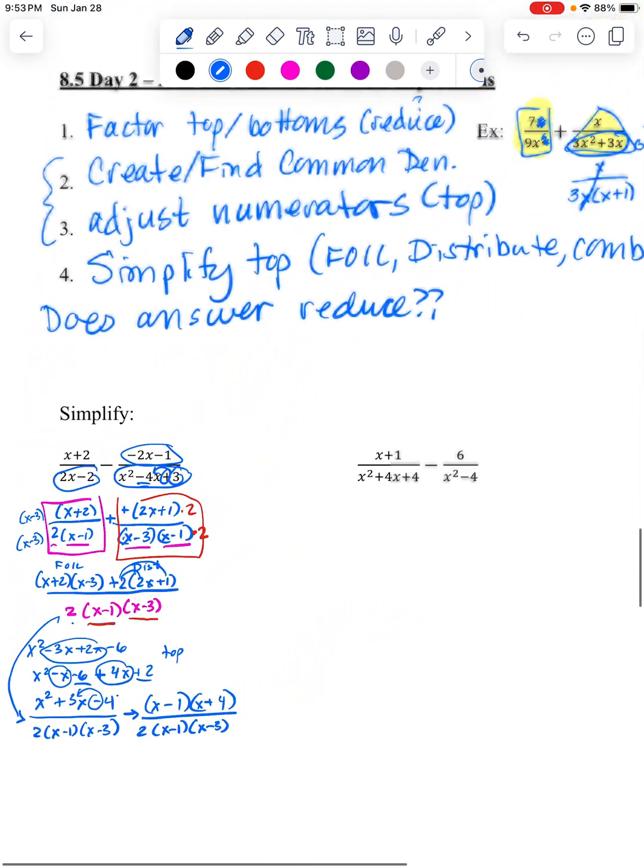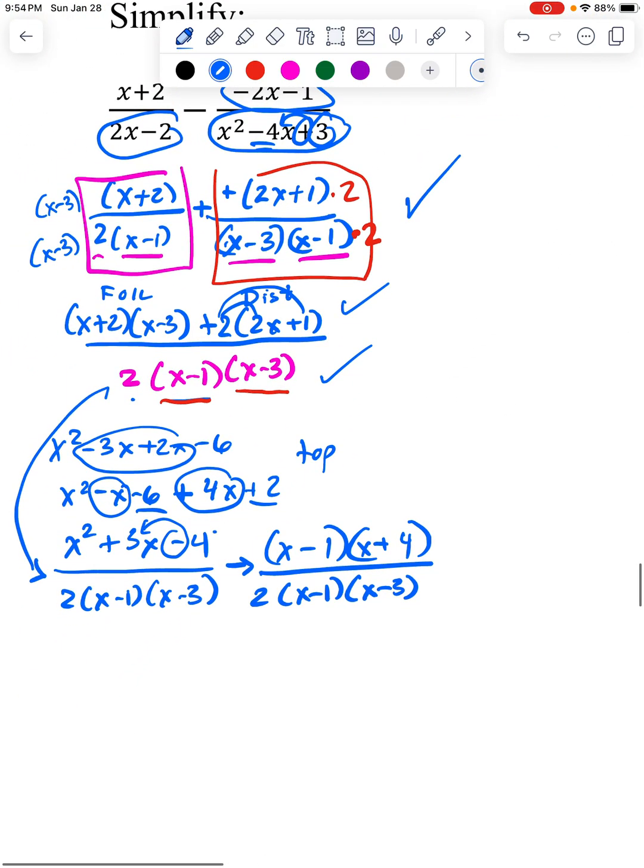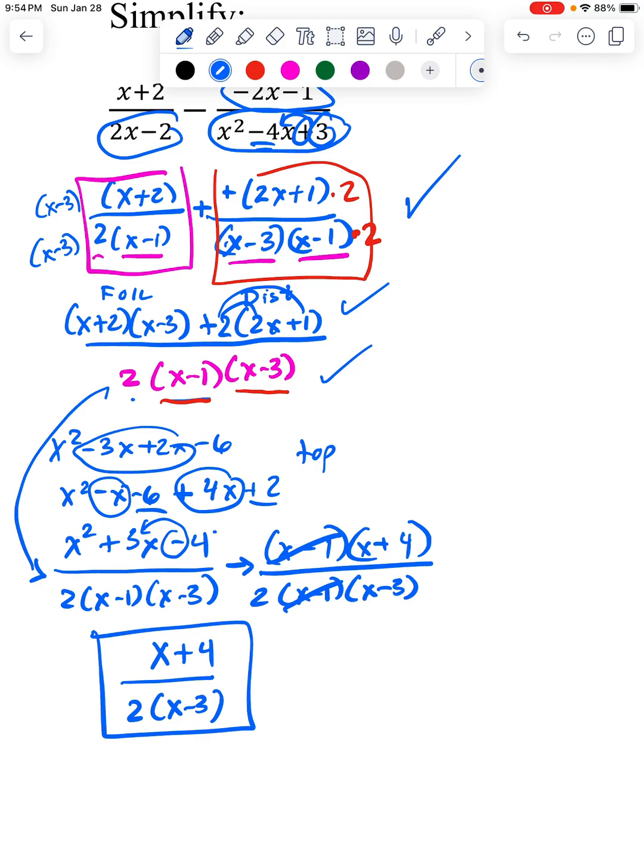Let's shrink this down. So I had to factor the tops and bottoms right here. I had to create a common denominator right here and adjust my numerators right there. Then I had to simplify by FOILing, which I had to do, distribute, which I had to do, and then combining. And then right now I'm checking to see if my answer reduces by factoring the top again and seeing that they share an x minus 1. So when this massive problem is done, I have x plus 4 on the top, a 2, and an x minus 3 on the bottom. So this is like real math with real thinking. Big brain day for sure.